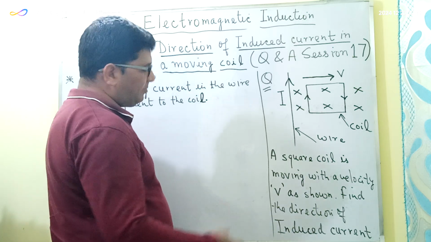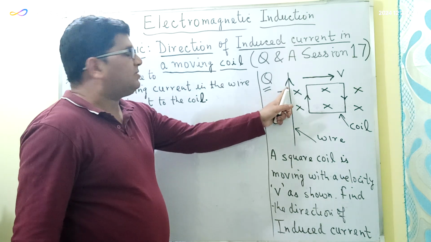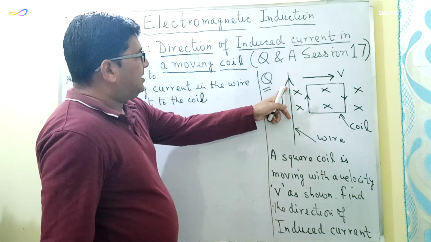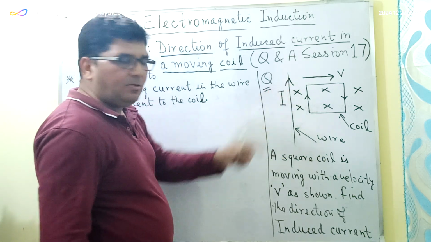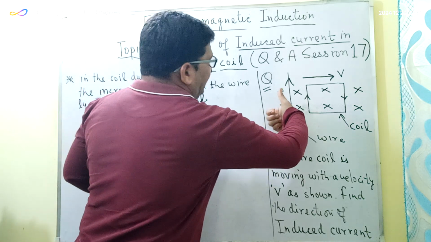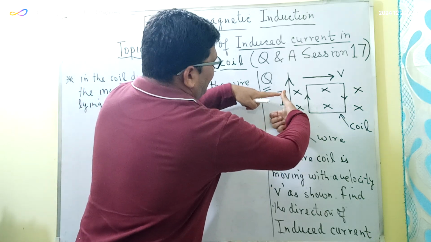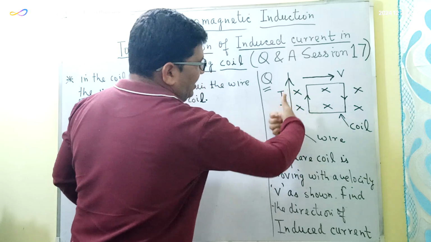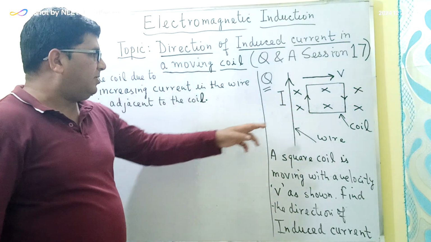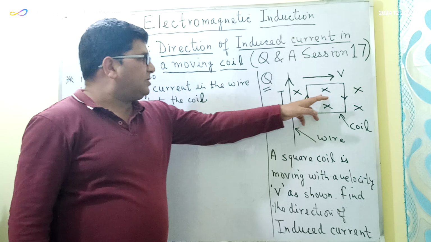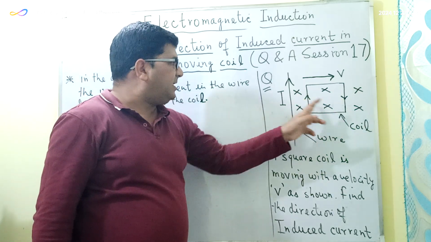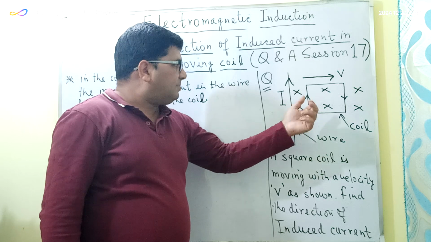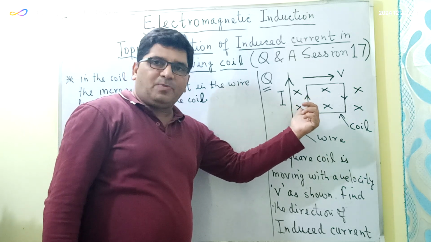As per the right hand thumb rule, the thumb points toward the direction of the current. This is the direction of the current, given by this arrow. So the thumb is pointing towards the direction of the current, and the curled fingers point toward the direction of the magnetic field. Here I have already drawn these cross marks. These cross marks indicate that the direction of the magnetic field is into the plane of the paper.